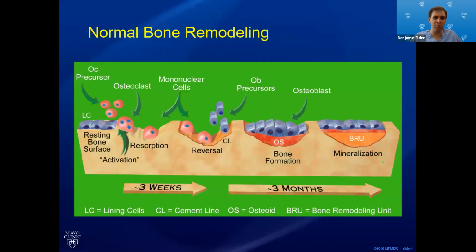So looking at normal bone remodeling, it's a mix of resorption as well as bone formation, with osteoclasts getting activated and leading to bone resorption, and then primarily osteoblasts laying down new bone and then eventually mineralizing the bone. And for the ideal bone, it's really a nice interaction between these two processes that go on constantly.